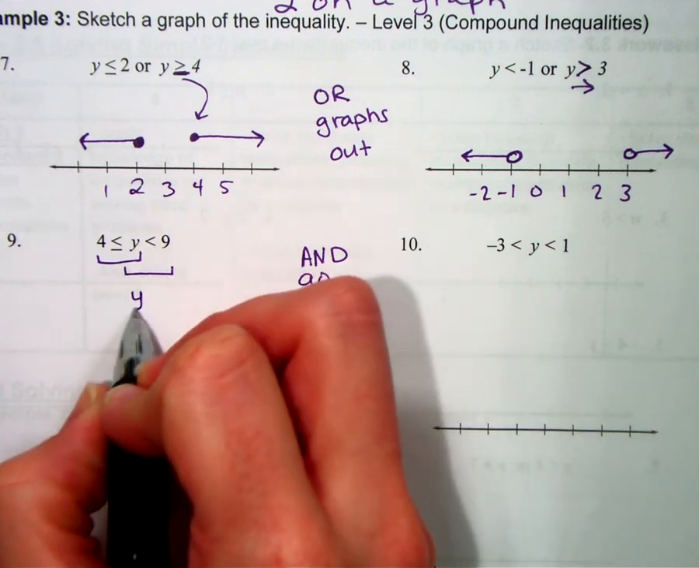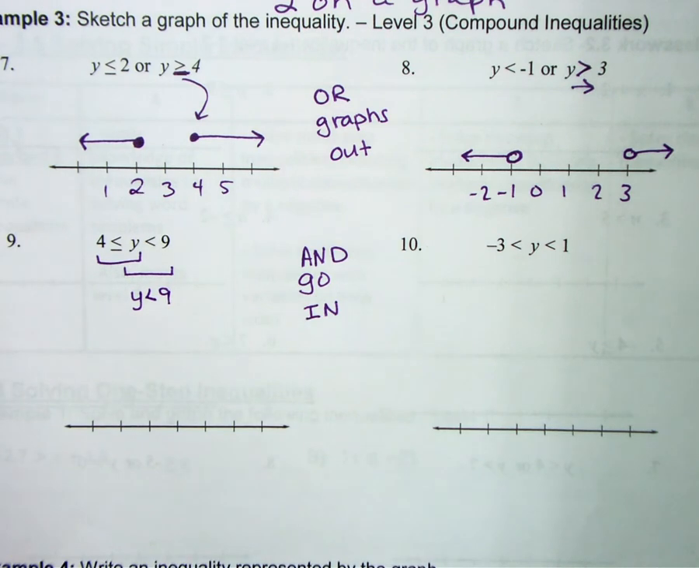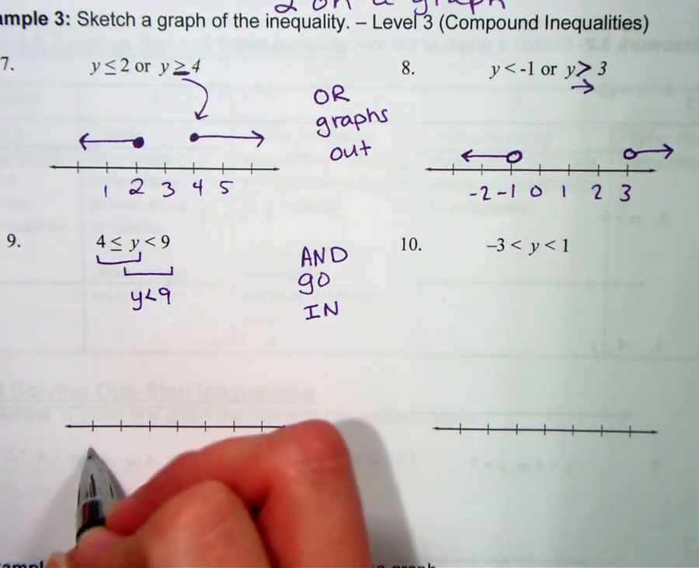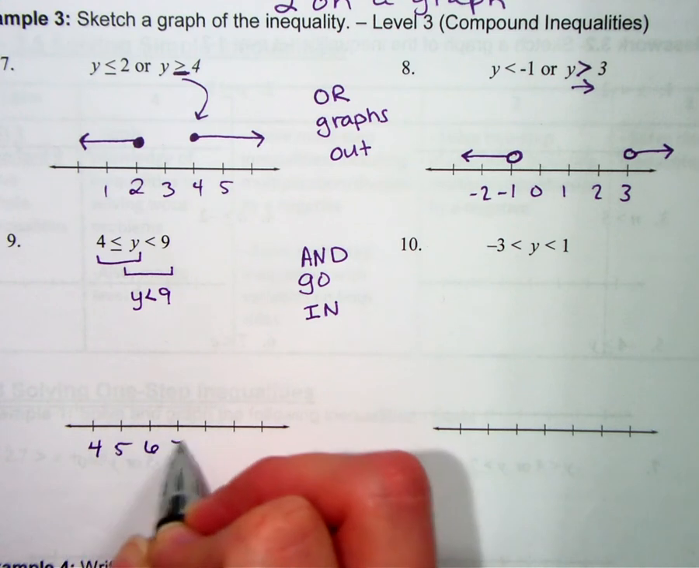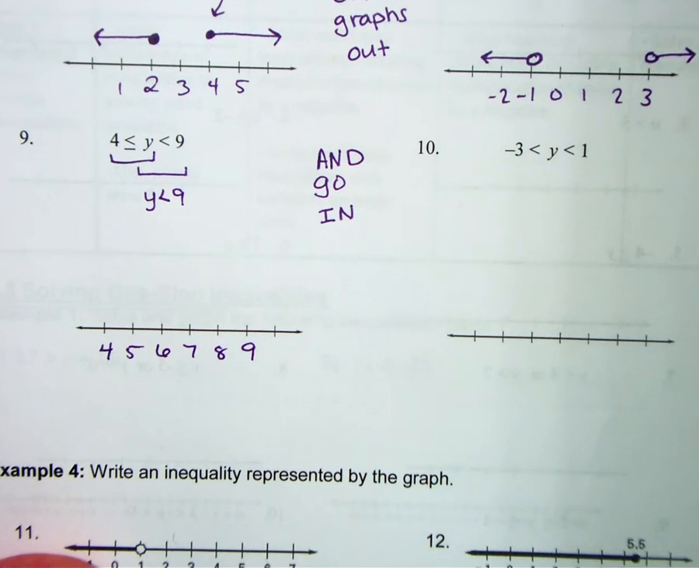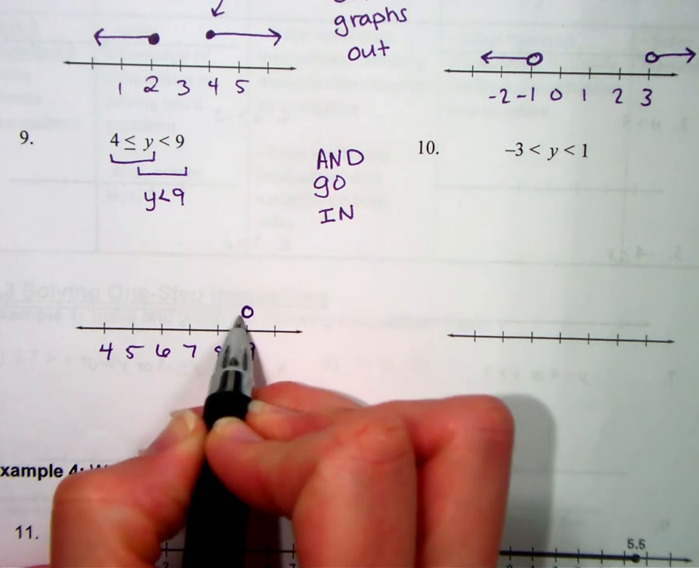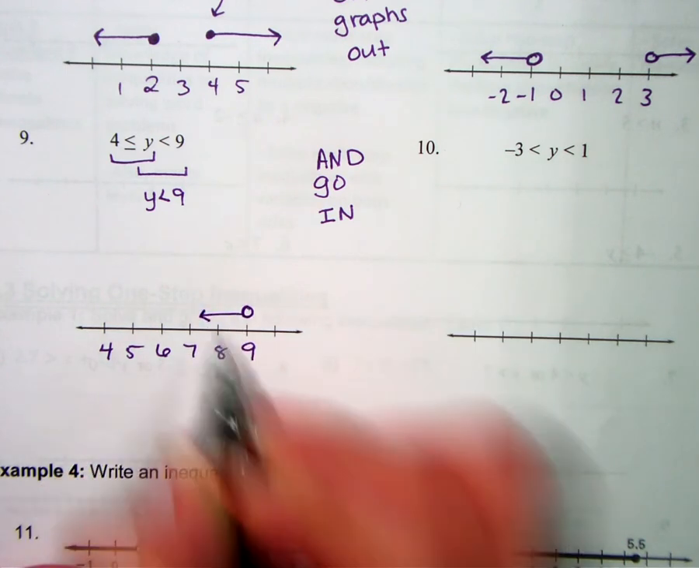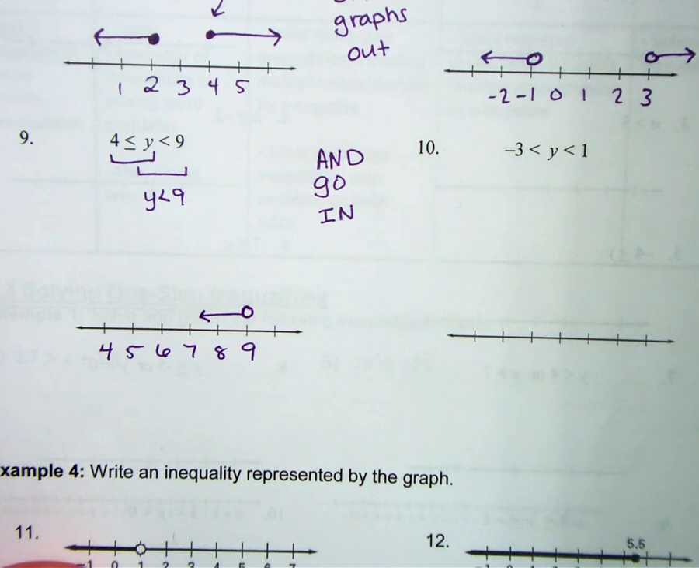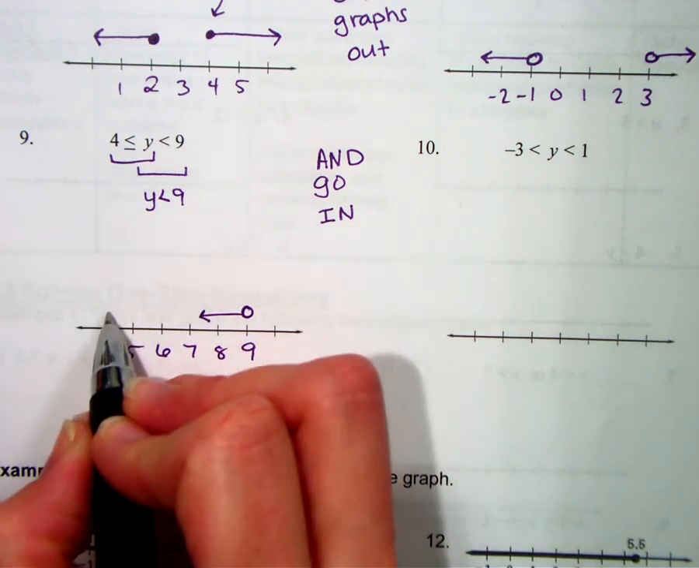The first one is easy. Y is less than 9. Let's do that one first. Okay, so I need to have the numbers 4 through 9 on this graph. Maybe I just start 4, 5, 6, 7, 8, 9. I didn't know how many spaces there would be. So y is less than 9 is the first one. We'll go to 9 and put a circle. Less than 9 is this way. Okay. The other one is at 4. This one's going to be a filled in circle at 4 because there's a line underneath.